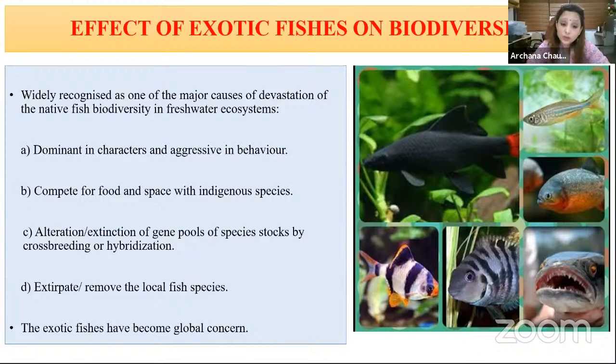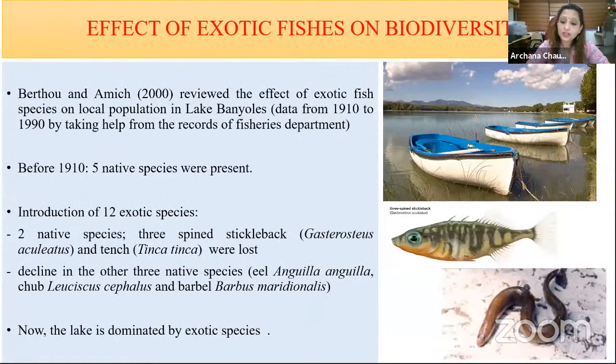And not only by competition or dominance of the exotic species, but also by crossbreeding or hybridization. So the end result was that, because of the introduction of exotic species, there was a decrease in the number of native fish species, or in some cases even removal of the local fish species from the natural habitat. Therefore, exotic fishes are a global concern.